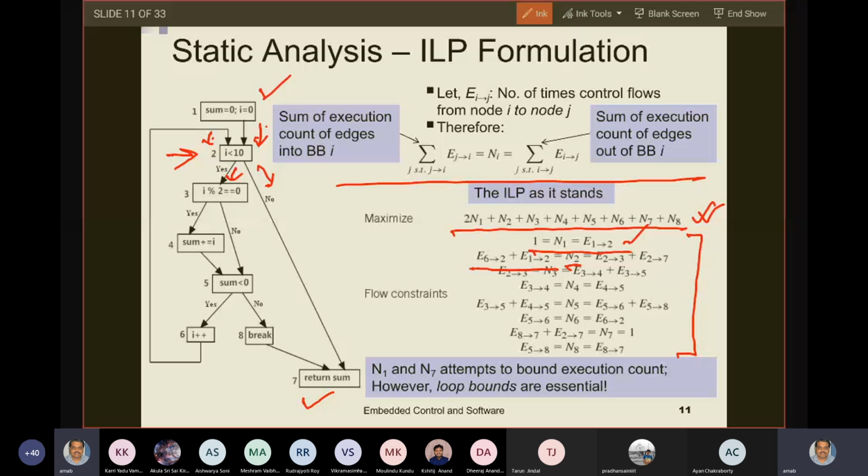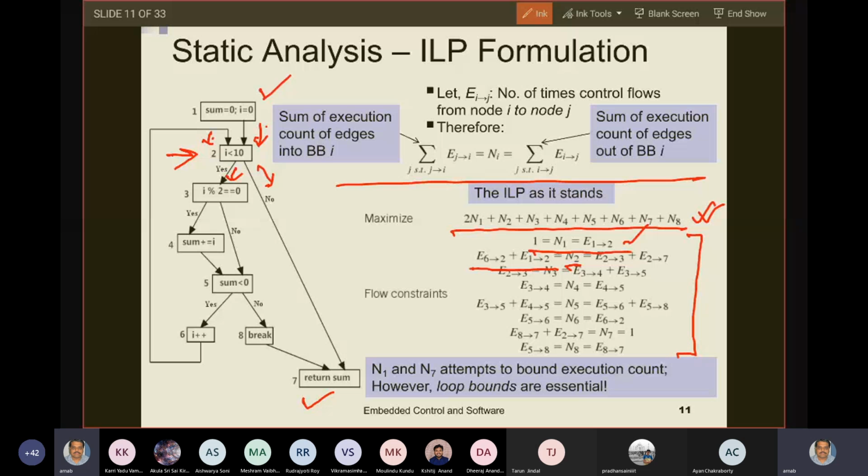So we understood that we also needed to take loop bounds into consideration. Only if we consider the first and last basic blocks execute one time, we will not be able to constrain the total time. It will ultimately become infinite. So to get a finite value on the execution time, we need to have bounds on the loops.